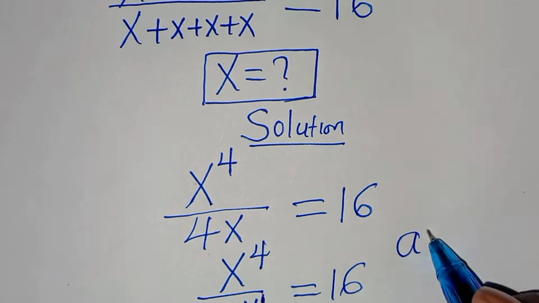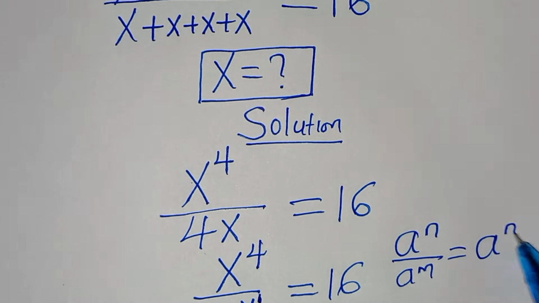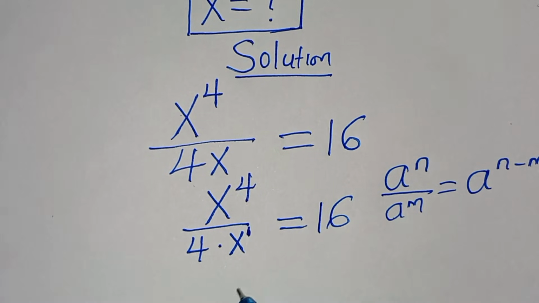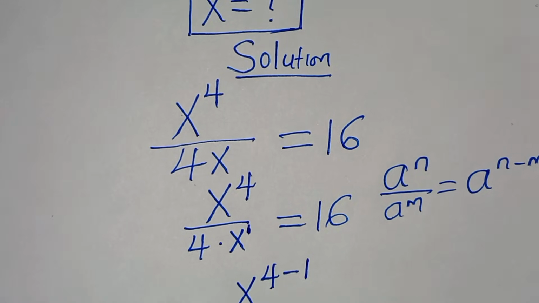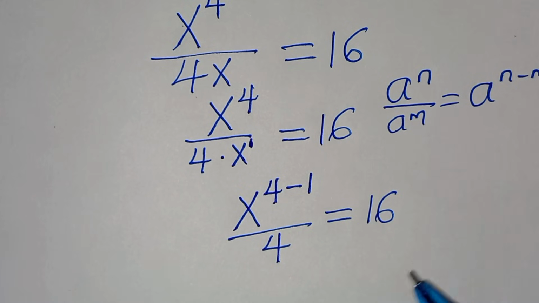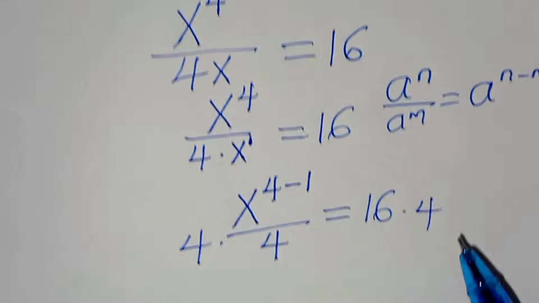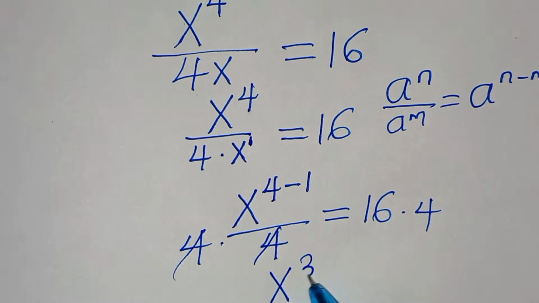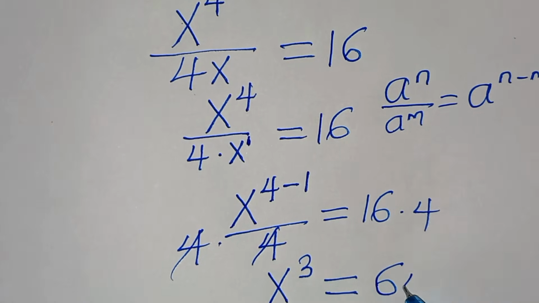This is in the form of a to the power of n over a to the power of m, which we can express as a to the power of n minus m. Applying this exponent property, here we have x to the power of 4 minus 1 divided by 4, equal to 16. Now, let's multiply both sides by 4. So that now here we have x to the power of 4 minus 1, this is 3, equal to 16 times 4. This is equal to 64.